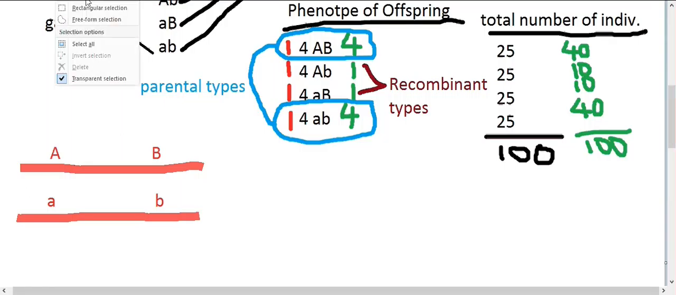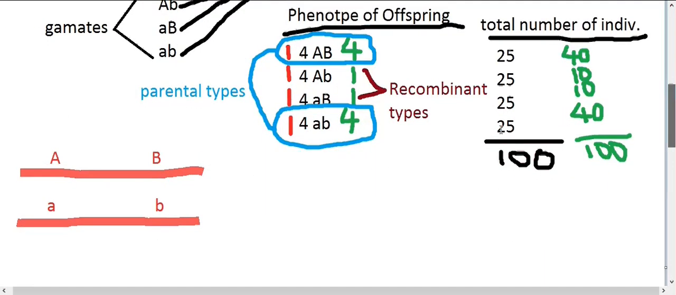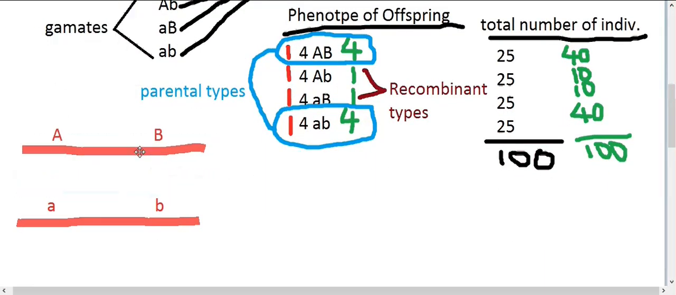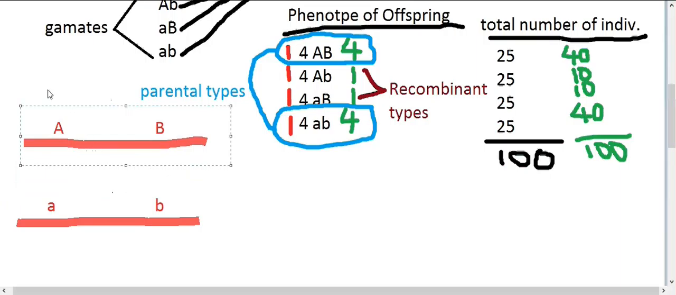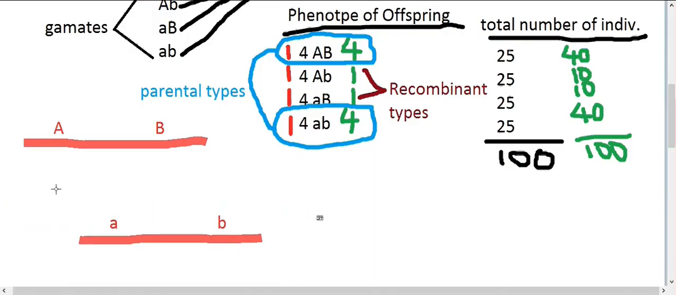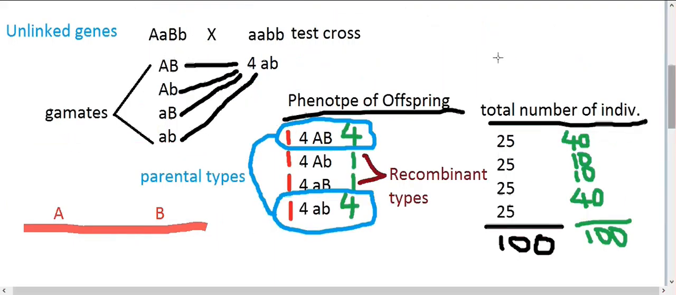And when it came time for the dihybrid individual to separate the homologous pairs, sorry, the sister chromatids, this one went its way and this one went its way. That's where you get the gametes that this individual produces, which are combined with the gametes produced by the test cross.